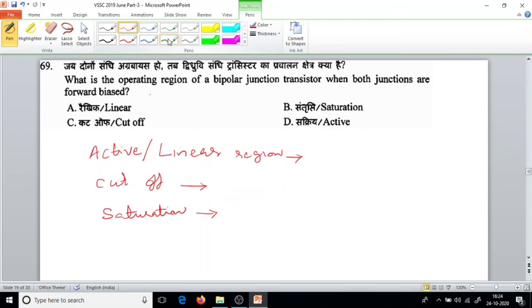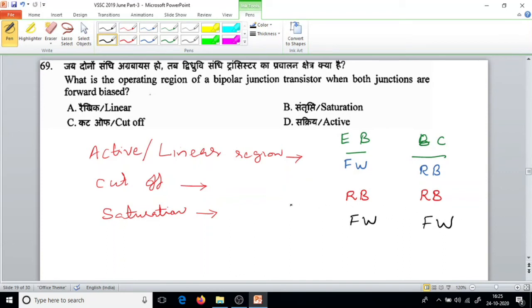Now, in a transistor we have two junctions, the emitter base junction and the base collector junction. If the transistor is operating in the linear region, the emitter base junction will be forward biased, and the base collector junction will be reverse biased. In the cutoff region, both the emitter base junction and collector base junction are reverse biased. If both the junctions are forward biased, then it will be in saturation.